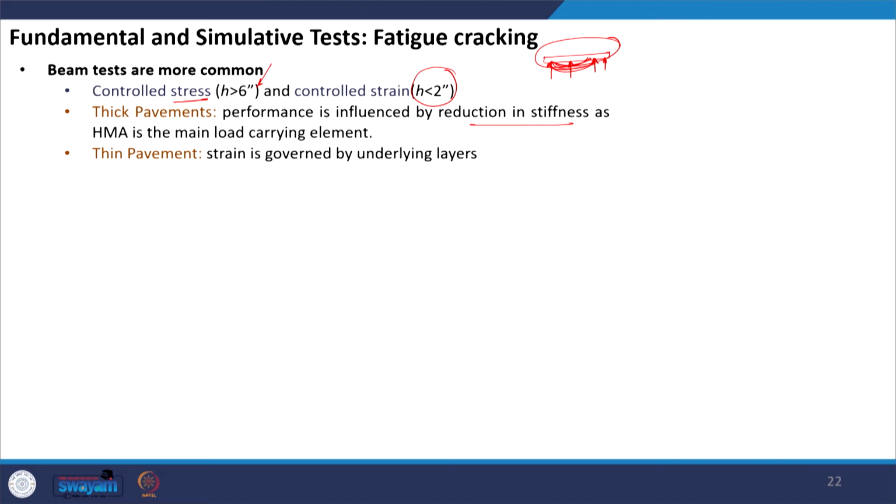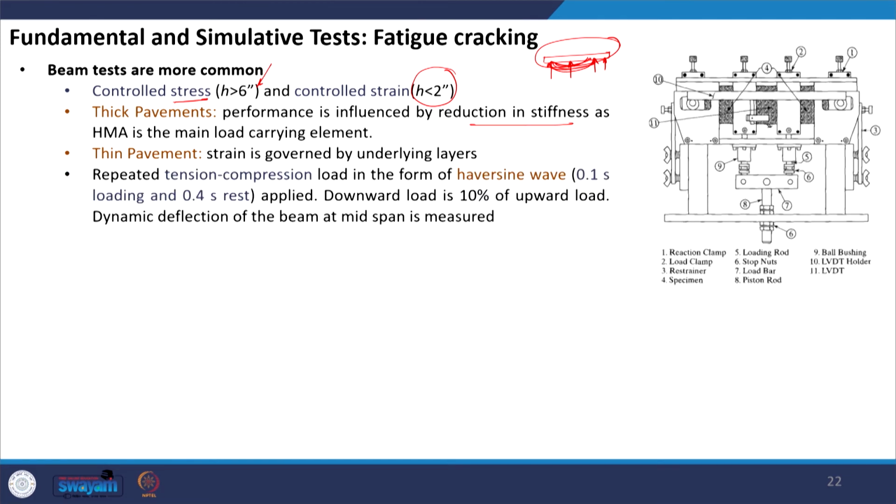That is why for thick pavements a controlled stress test is done, which is more of a representation of stiffness, whereas for thin pavement controlled strain is done, which represents the development of deflection within the sample. Here I am just taking an example to explain the test method using the controlled stress experiment.